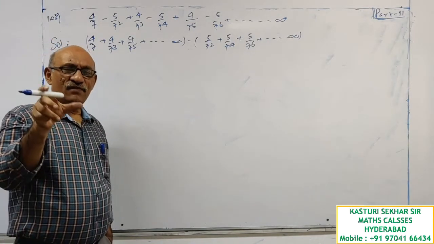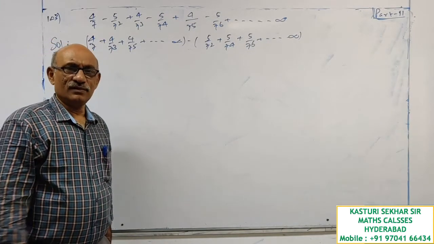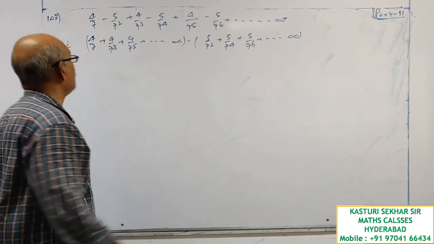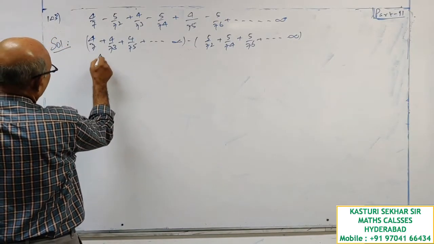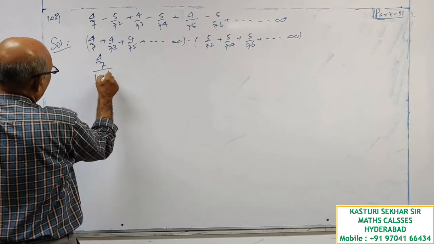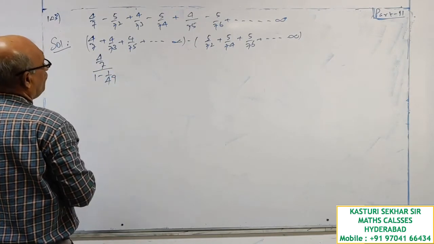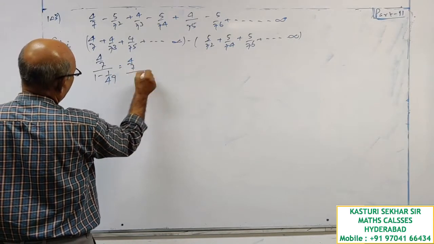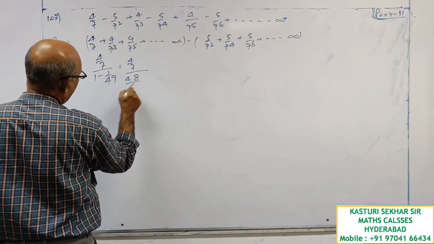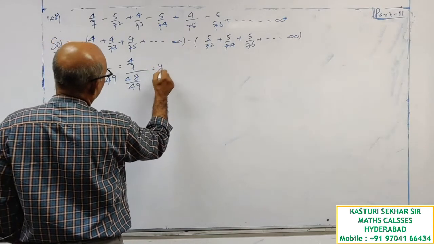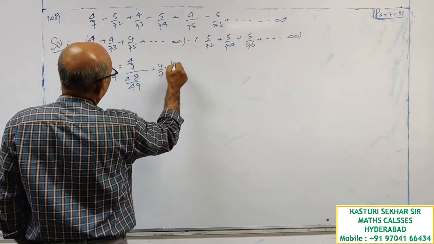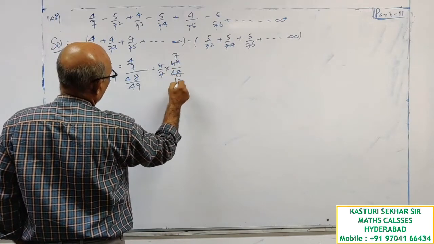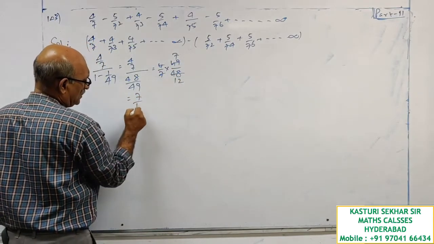One series is having terms which are at odd places. Another series is having terms which are at even places. Now here first term is 4 by 7. Common ratio is 1 by 49. 4 by 7 divided by 48 by 49. It will go 7 times, it will go 12 times. 7 by 12.